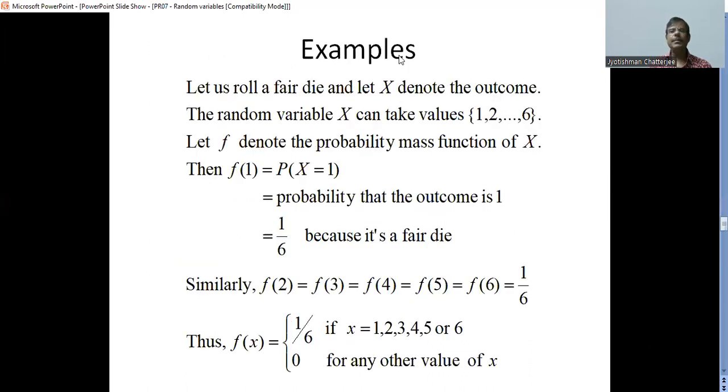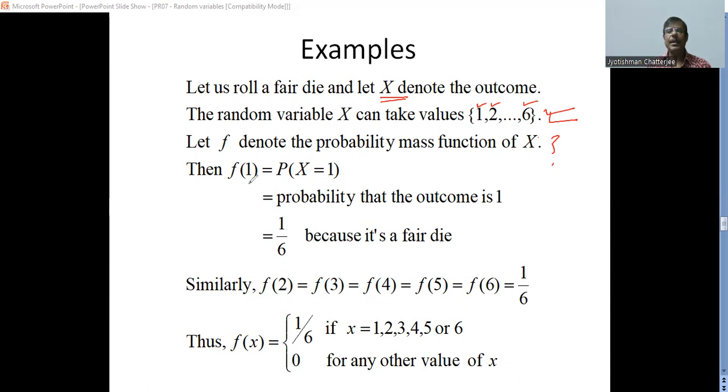Some examples here. We roll a die and observe the outcome. This is happily a discrete random variable. 1, 2, 3 up to 6, these are the possible values. Now, what is the probability mass function of X? We need to determine the probability mass function, so we need to determine the values for each of these 6 values. And anything other than that will be 0, that we have already seen, right? So it's enough to compute f1, f2 up to f6.